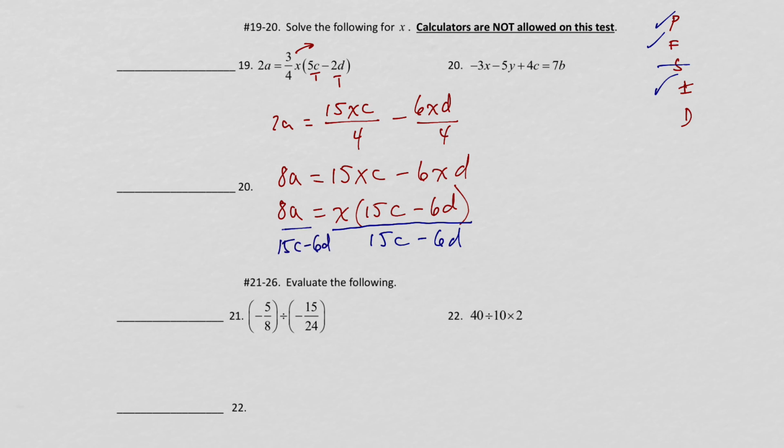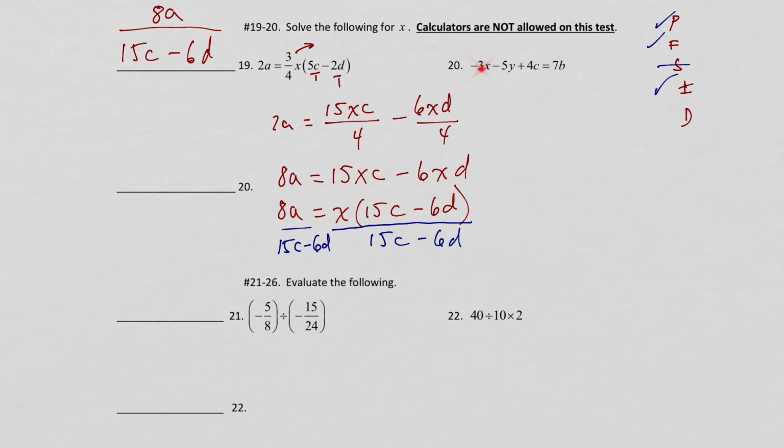So my final answer is 8a over 15c minus 8d, or 6d. Now be careful. I cannot cancel the 2 out because there's no 2 here to cancel. I can't cancel those 2's. And so be careful. This is your final simplified answer.